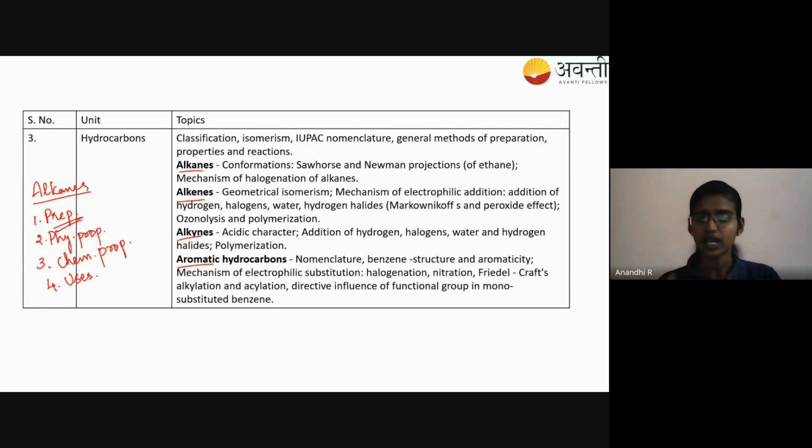Then I'll come to alkenes. Under alkenes, I'll cover preparation, physical properties, chemical properties, and uses. The same is for alkynes and for aromatic hydrocarbons also. All the organic chemistry lessons will go in this order only. First, you will prepare that particular compound, then physical properties, chemical properties, and uses. Got it? So this is the main skeletal structure for all the organic chemistry lessons.